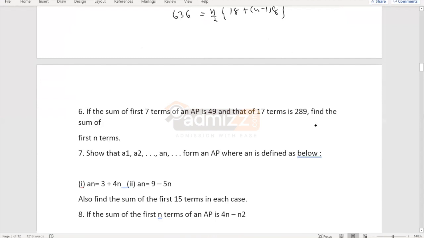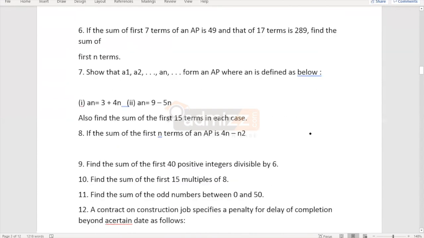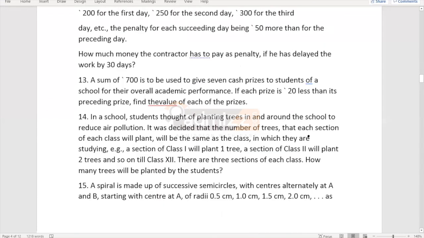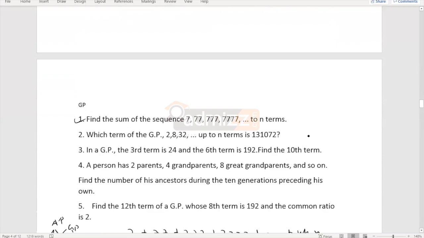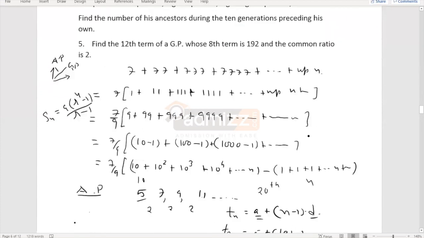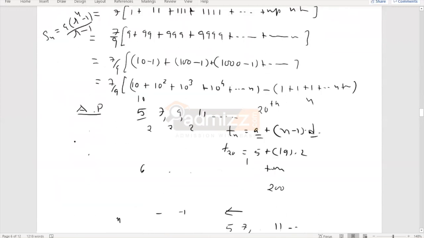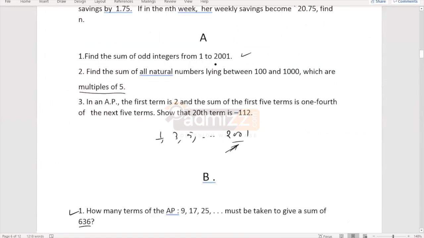first term of the seventh term is AP 49, 89, find the sum of the first n term. Okay, this is also you can do. Part A, B part, A part. Find the odd integer from 1 to 211.